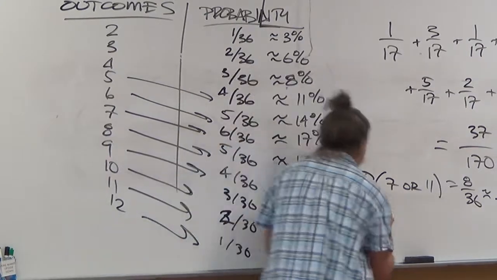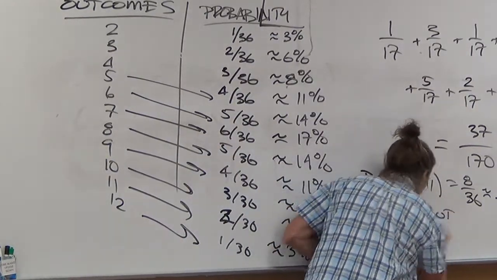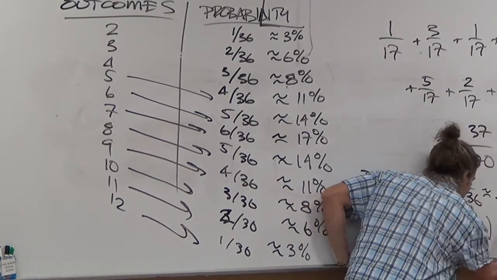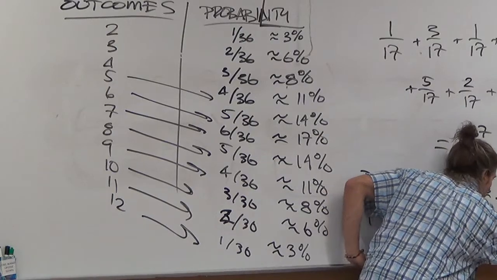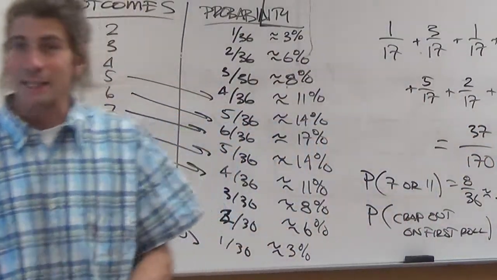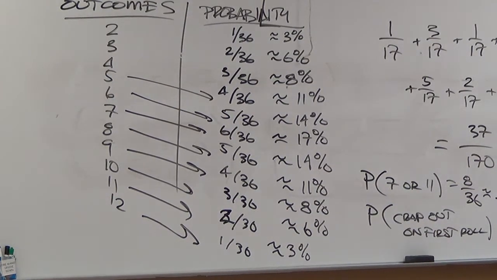So the chance of 7 or 11 is 8 in 36. The chance of crapping out on the first roll is 4 in 36, which ends up being 1 in 9, which is just about 11%. So you're twice as likely to win on the first roll as you are to lose on the first roll.